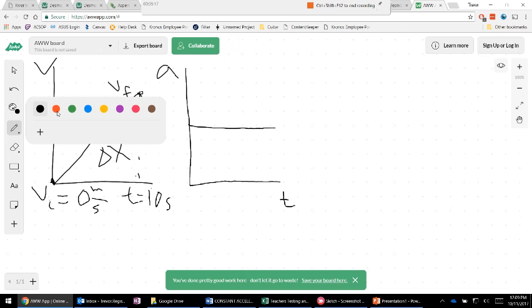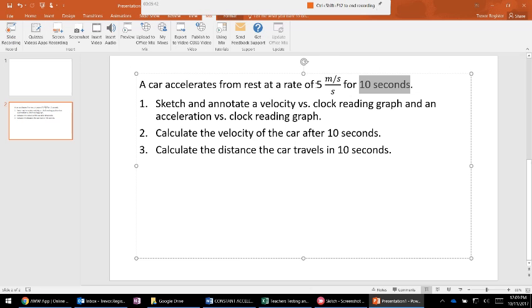And what I'm going to do is shade in the area here to show that my delta x, or my distance traveled, is represented by the area of this graph. Now, we're not worried about calculating it yet, but we'll come back to it. So now my velocity graph is done. I'm going to jump over to my acceleration graph. So if I go back here, I see that the acceleration is 5 meters per second.